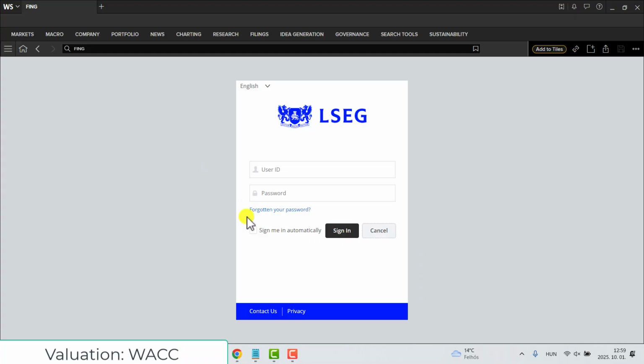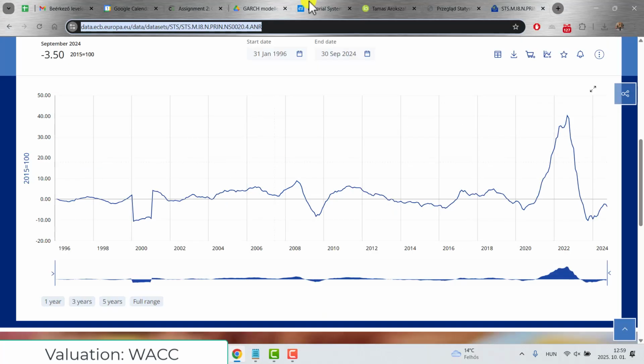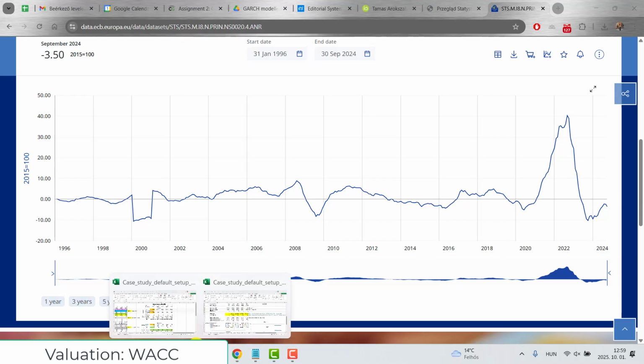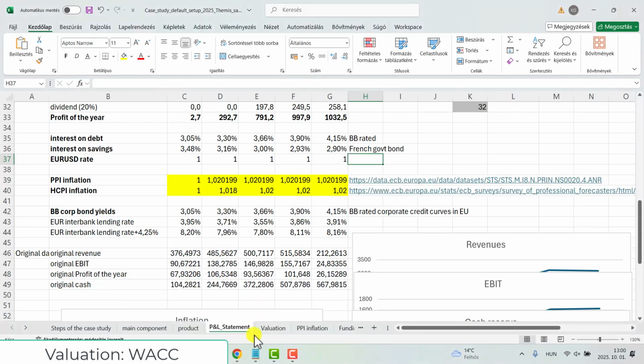Wow. Okay, I was kicked out. So no? No. Okay, so there is no fixed income right now, but I can collect it from elsewhere. Okay, let's ignore that part because for valuation we don't need the French government bond.